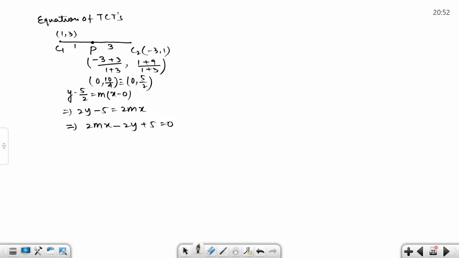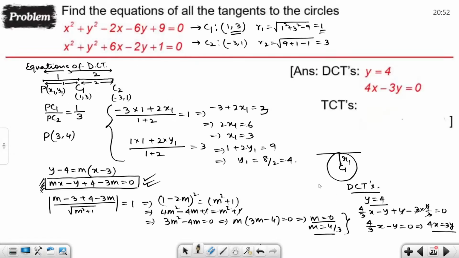Now, we can choose any of these two circles to find out the value of m. So in the first case for DCT, we have taken the first one. Now intentionally I am taking the second one. You can take the first one also, it doesn't matter, you are going to have the same answer because your logic is clear to you.